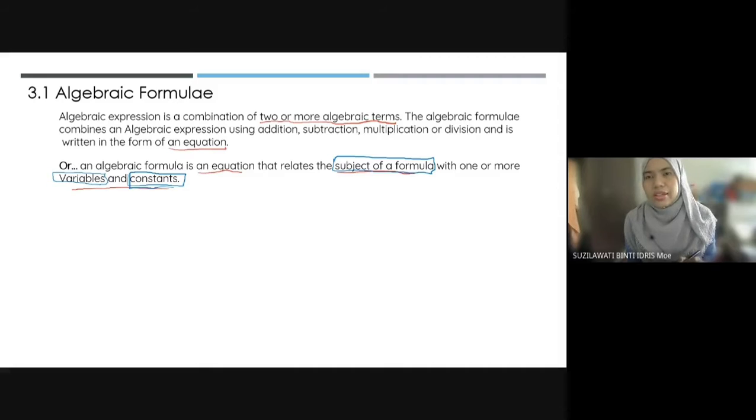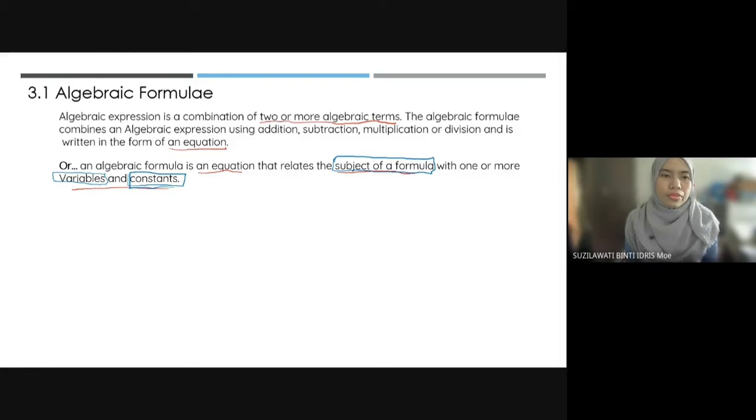So mesti ada equation lah, mesti ada sama dengan. Dia dalam form equation, in a form of equation. Maksudnya subject of formula, variable, constant ni mesti ada dalam form equation. Ada dalam form yang ada sama dengan kat situ.